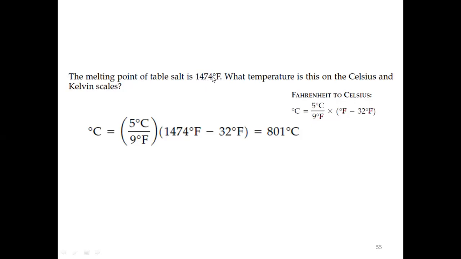You have to put the 1474 in this formula. First you have to subtract 32 from this value, then multiply the result by 5 and divide by 9. This is the mathematical rule: this minus this, and the whole is multiplied by 5 and divided by 9. If you first multiply by 5 and divide by 9, that is the wrong calculation, because the subtraction has to be done first.